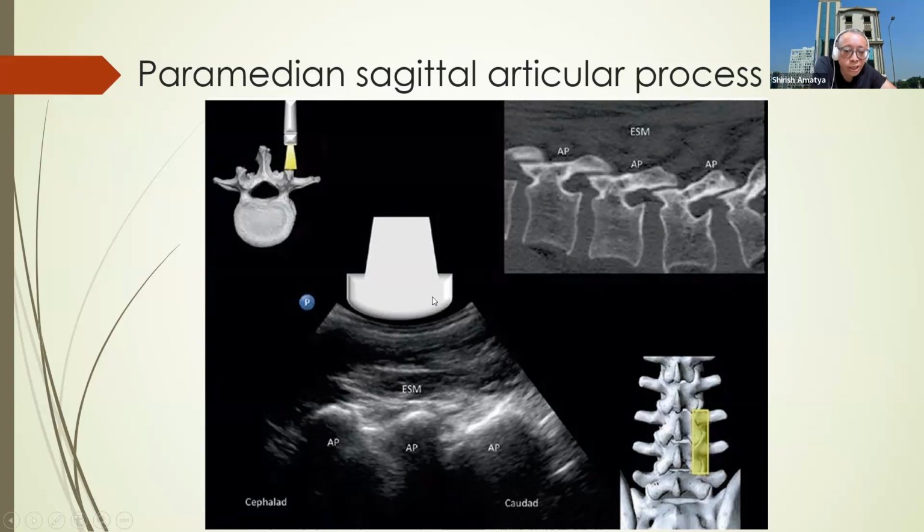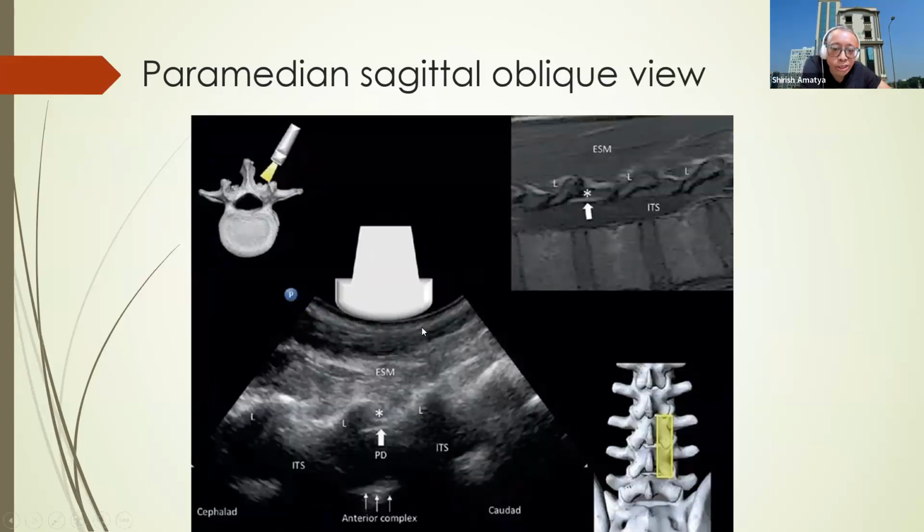But if we just tilt this probe more oblique towards the medial aspect, we can see this intrathecal space with anterior and posterior dural complex. Okay, so this is basically a simple paramedian sagittal articular process view.